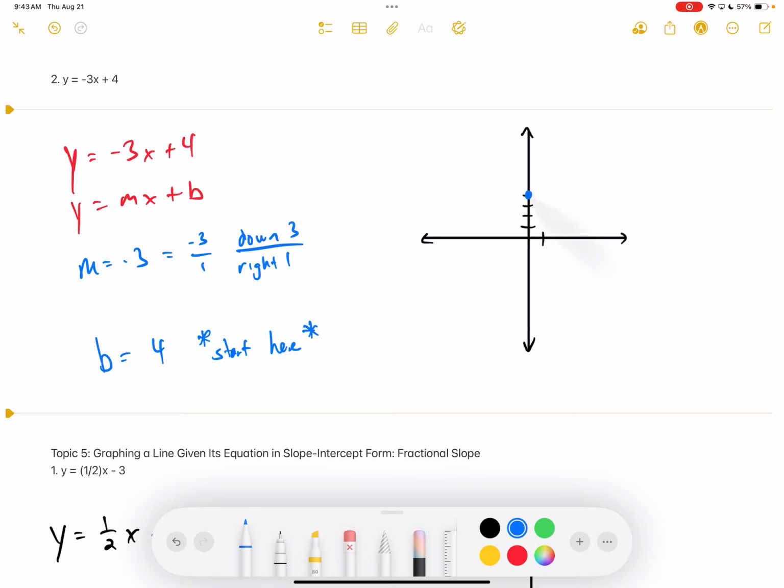So I start at 4, and then I go down 3 to the right 1. Down 1, 2, 3, to the right 1. I started at 0, 4, and I went down 3 to the right 1.